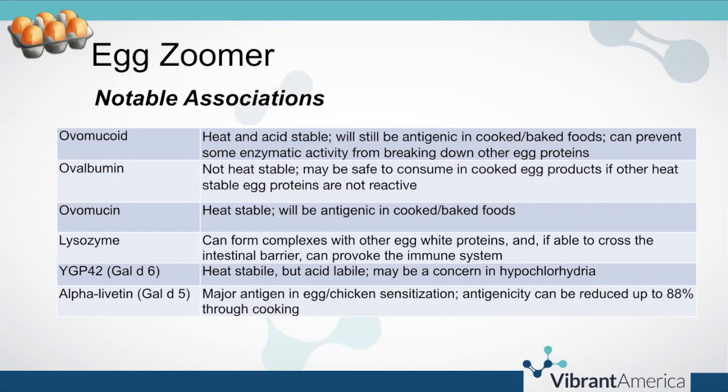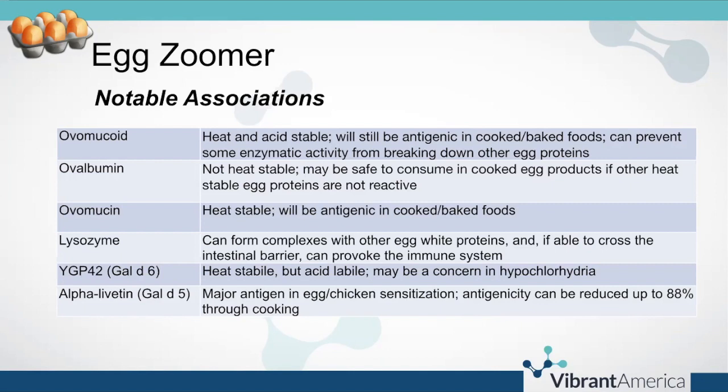If they had antibodies to ovomucoid as well as ovalbumin, they shouldn't consume eggs because ovomucoid proteins do not break down during cooking or digestion. And therefore, even though the ovalbumin would be broken down, the ovomucoid would not. So the guidance would be not to consume eggs.